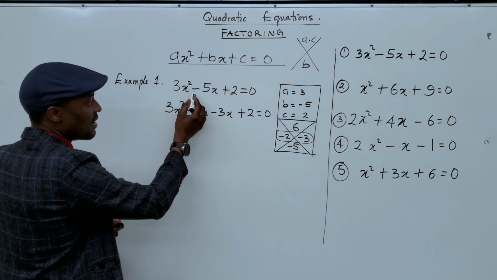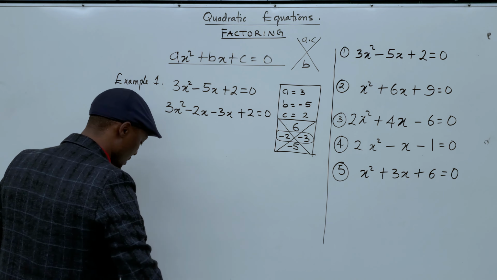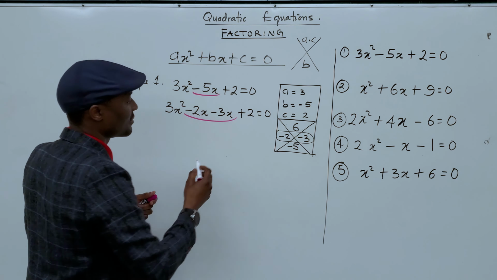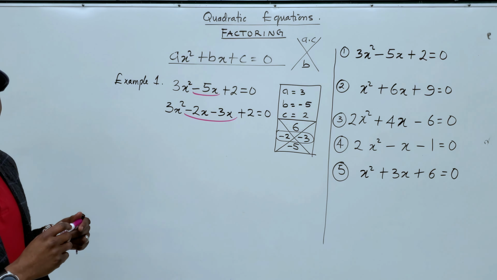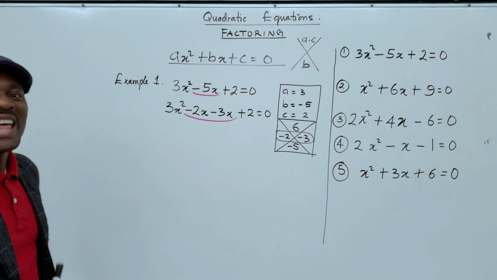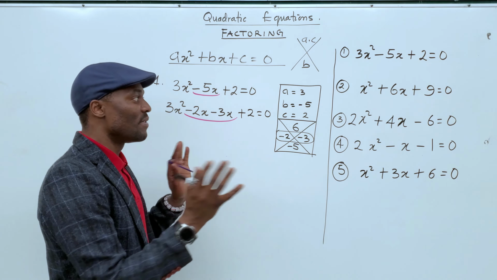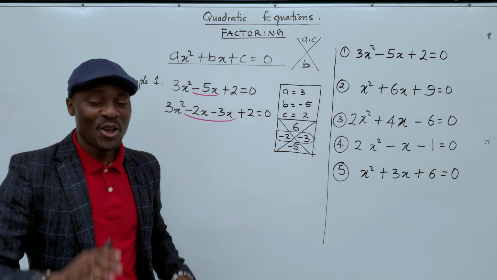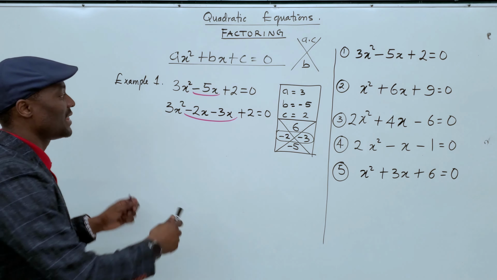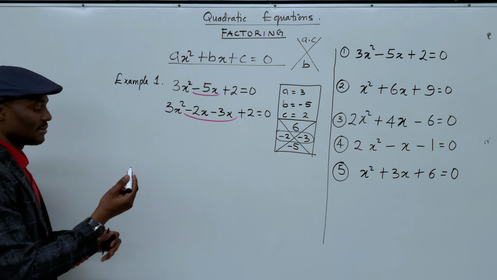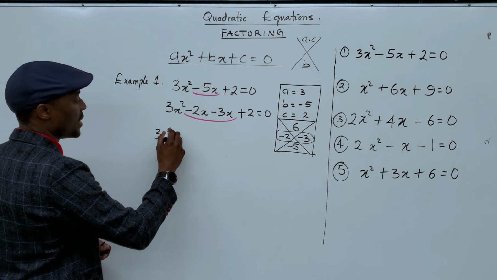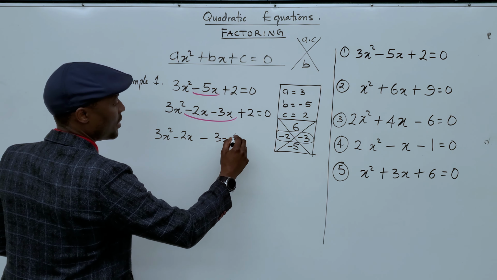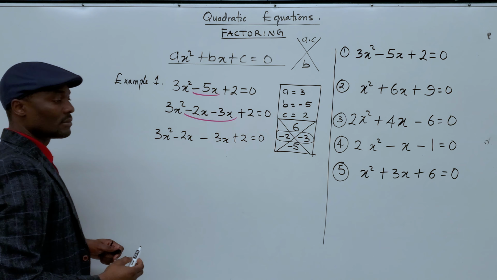So you see that 5, let me use a different marker, 5 has been replaced by this. Okay? So 5 has been replaced by that, and that's the most difficult part of solving a quadratic equation by factorization. It's the most difficult part. Once you get that, you can solve the problem. So at this point, I'm just going to rewrite this so I can factor. So I have 3x squared minus 2x minus 3x plus 2 equals 0.